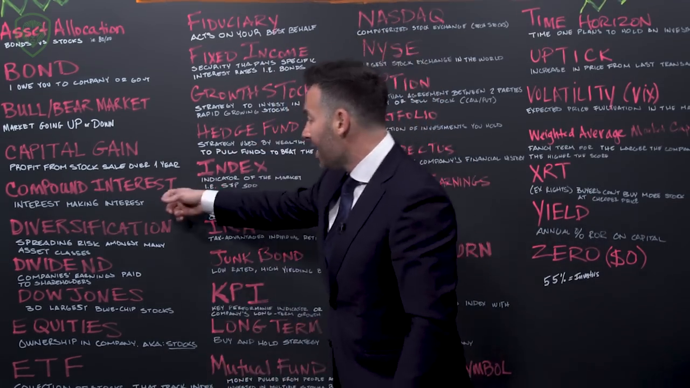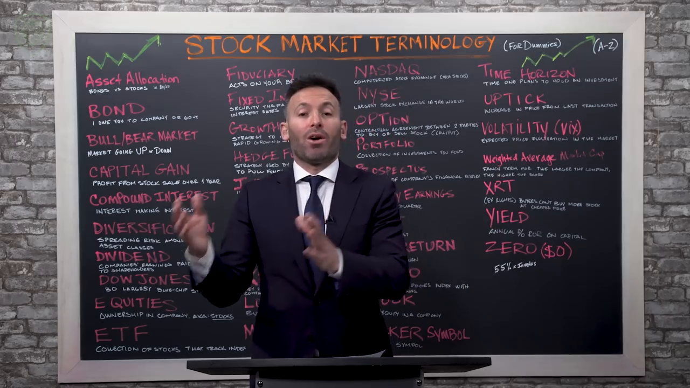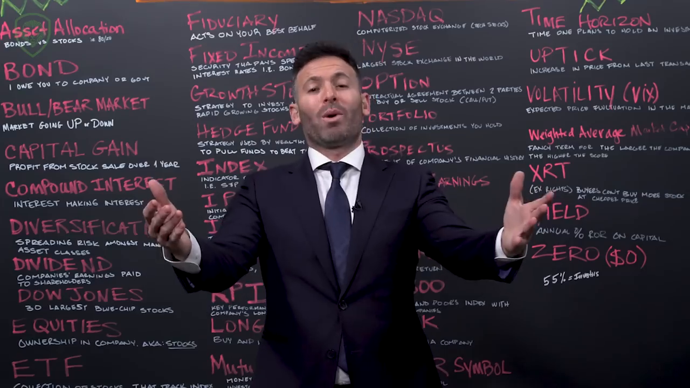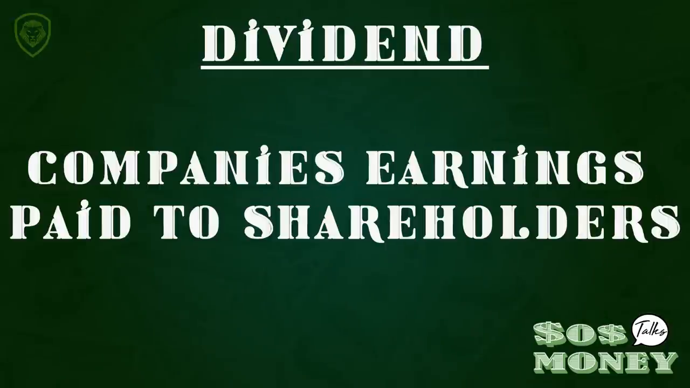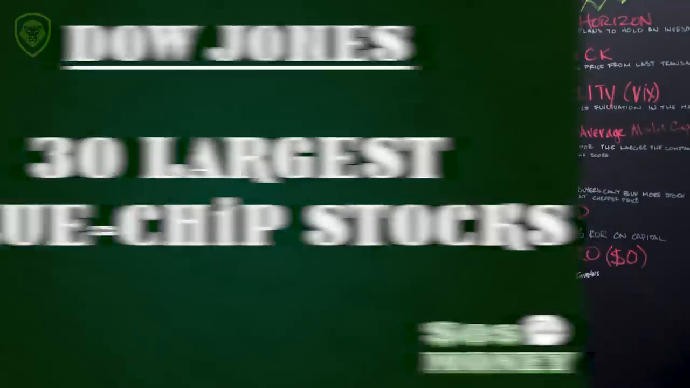That's compound interest. Next, you got diversification. This is where you spread risk among different asset classes. You know how they say don't put all your eggs in one basket? Well, that's diversification. There we go. The next thing we got is dividend. Dividend is when a company's earnings are paid to shareholders. That's collecting dividends.